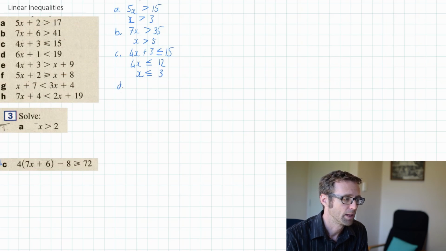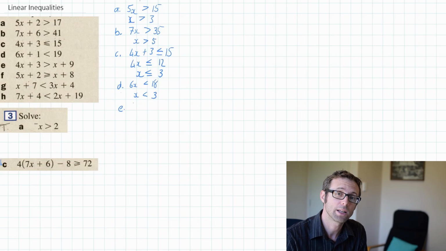For d, I have 6x and I'm going to subtract 1 from both sides, so it's going to be is less than 18. And then I'm going to divide both sides by 6, so I get x is less than 3. Let's move on to e. This time you'll notice that I have x's on both sides.